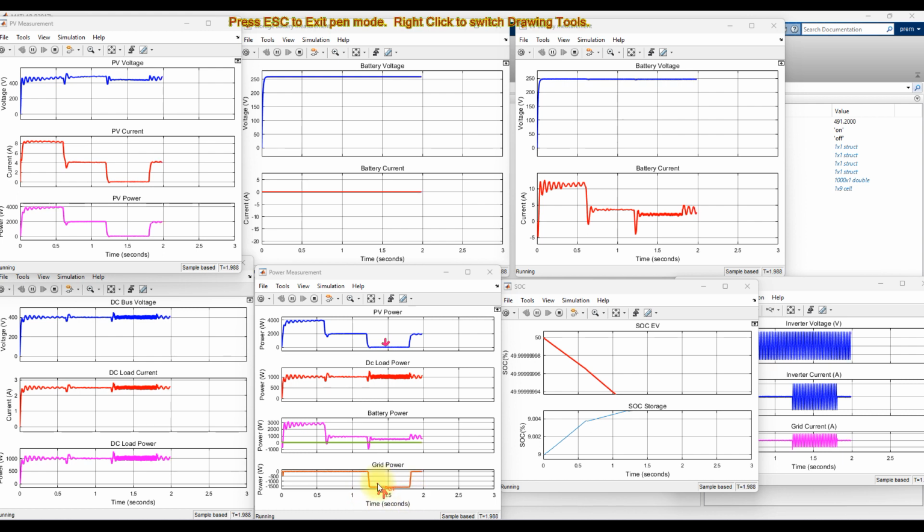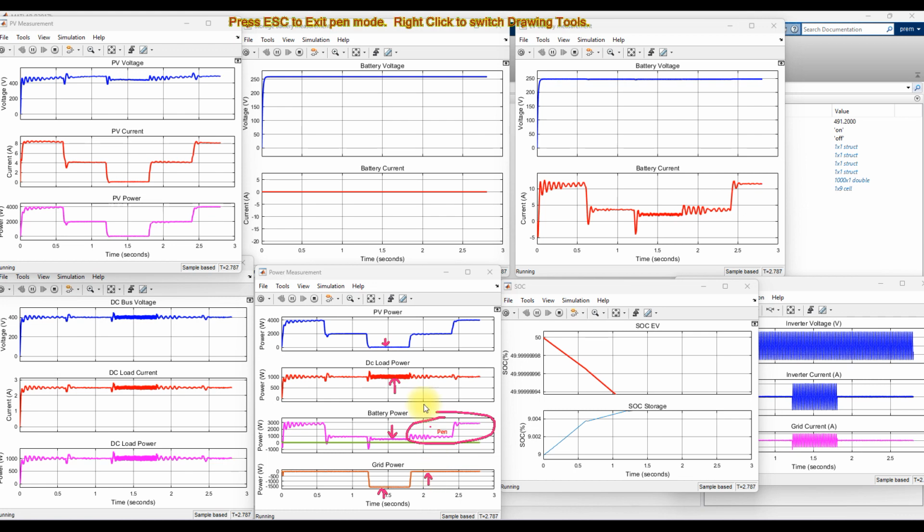Okay, so we can see that the EV battery is still in charging mode, and also this load receives the power. Here you can see that when PV power changes from 0 to 2000 watts, we are not getting any power from the grid, it goes to 0, and the EV battery is in a charging condition. So this is when we are connecting the EV into the system.